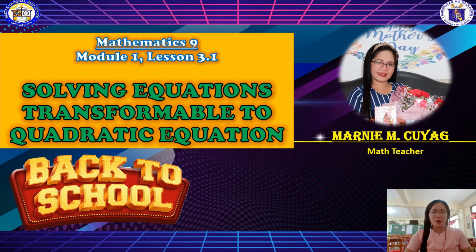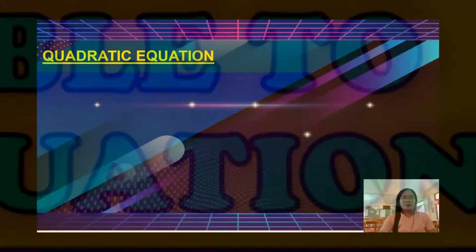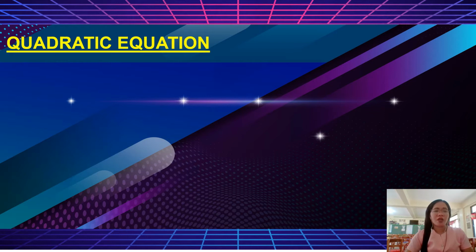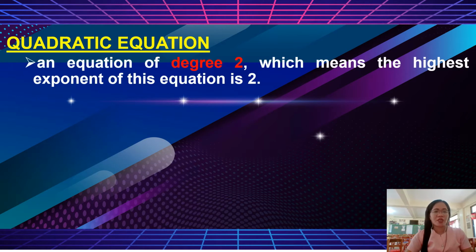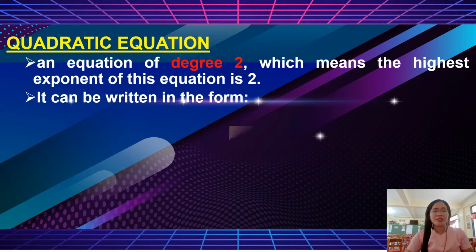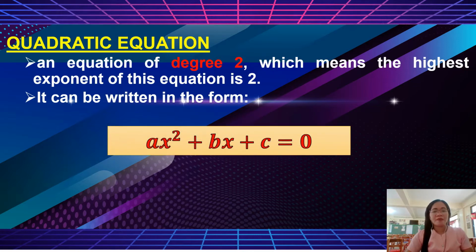In today's video, I'm going to teach you how to solve equations transformable to quadratic equations, specifically rational. So to recall, the definition of a quadratic equation is an equation of degree 2, which means the highest exponent of this equation is 2. It can be written in the form ax squared plus bx plus c equals 0.